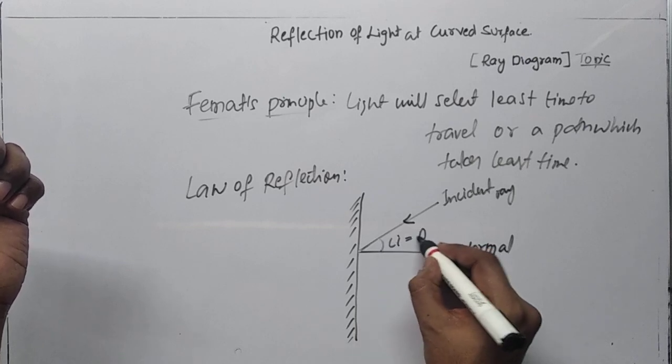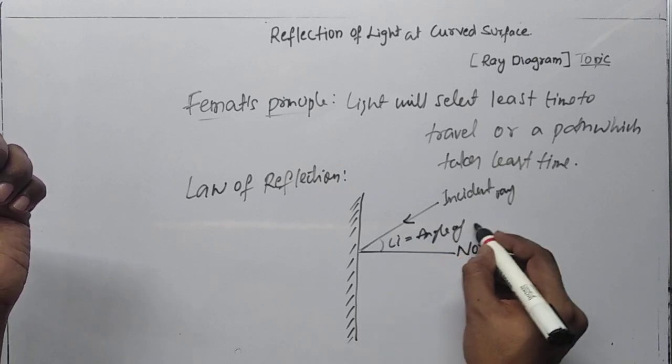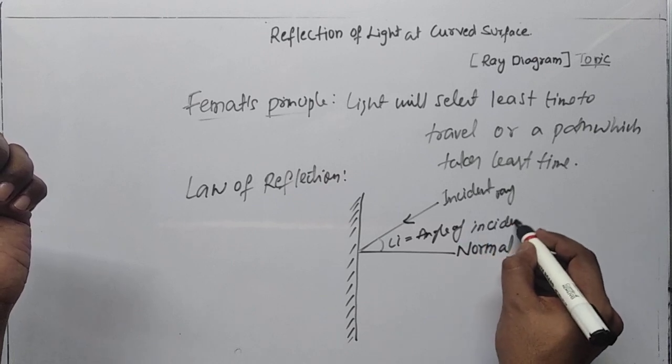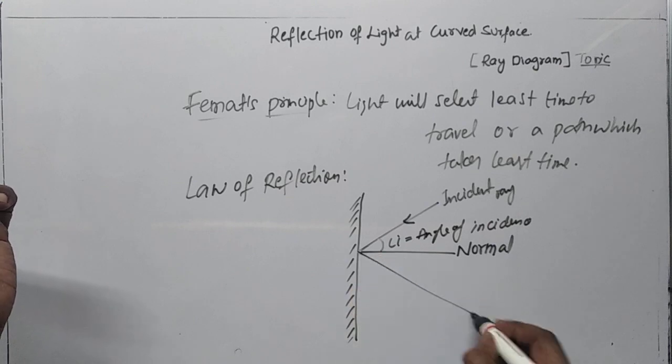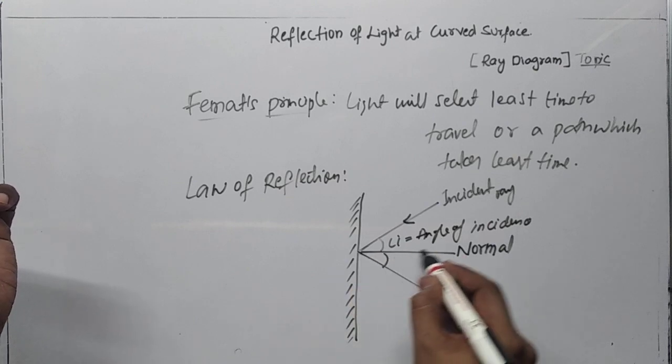This angle i is nothing but the angle of incidence, and this incident ray will reflect with the same angle of incidence.